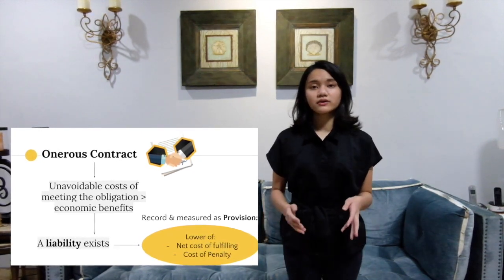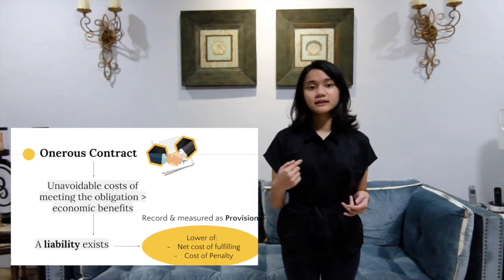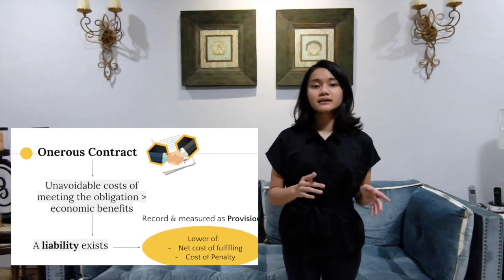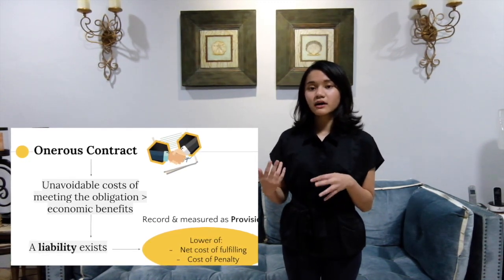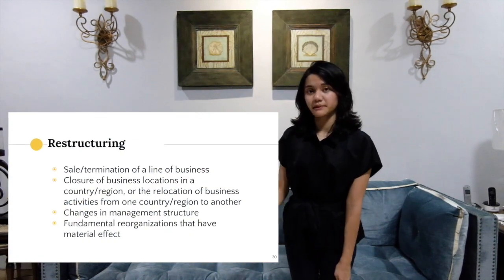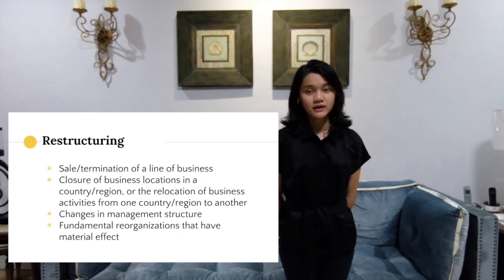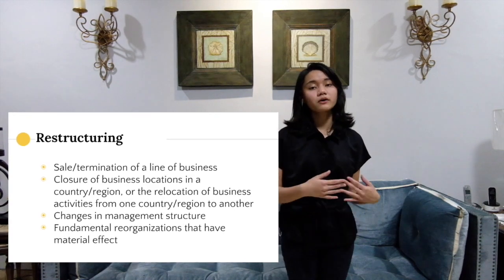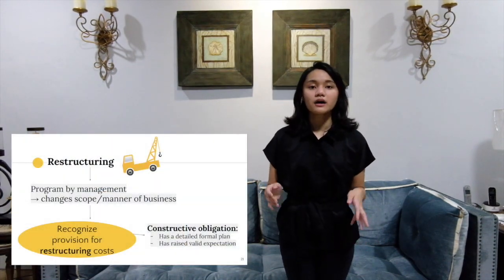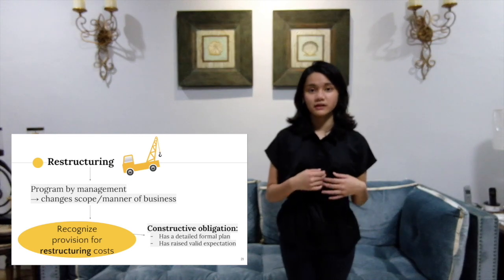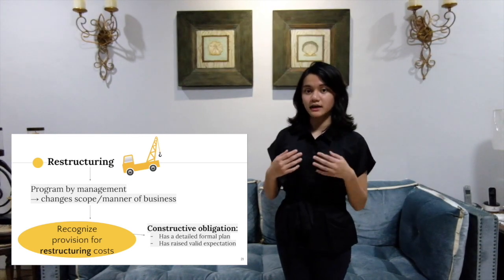Where events make such a contract onerous, the contract falls within the standard because a liability exists, which is then recognized and measured as a provision, using the lower of the cost of fulfilling or the cost of the penalty. Now, the third case is restructuring. These are examples of events that may be categorized as restructuring. Simply put, restructuring is a program planned and controlled by the management that changes the scope or manner of a business. Provisions for restructuring costs are then recognized only if the general recognition criteria for provisions are fulfilled.